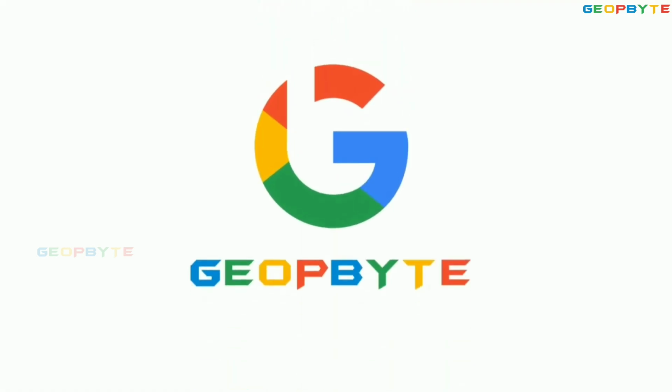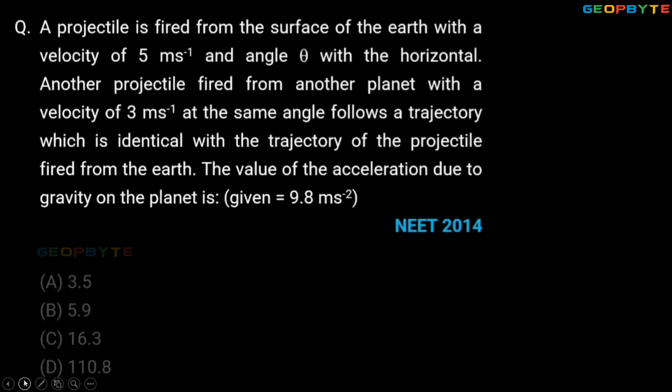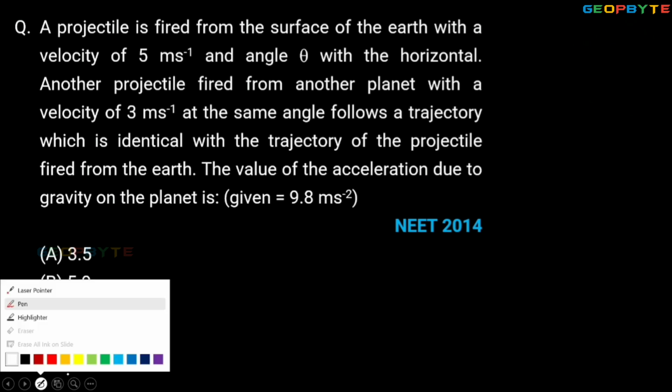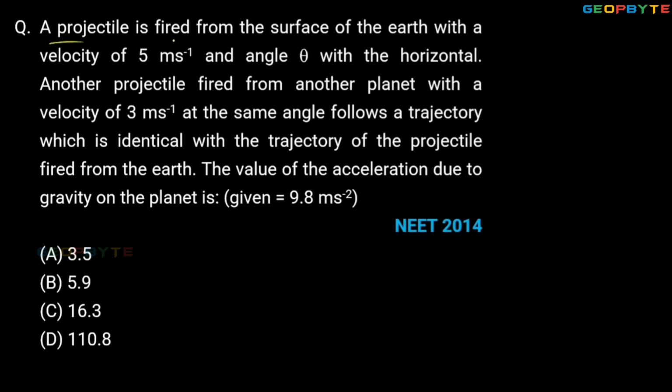GeopByte. Look at another important problem. It is asking like this: a projectile is fired from the surface of the earth with a velocity 5 meter per second and angle theta with the horizontal.